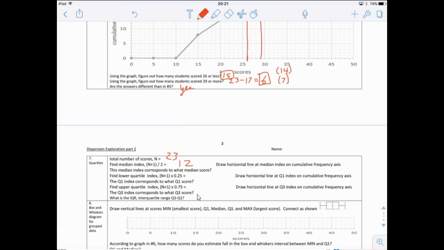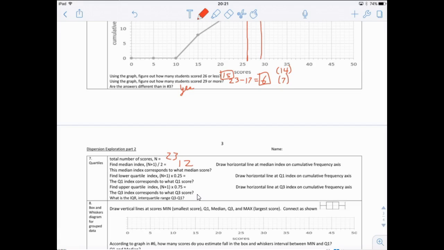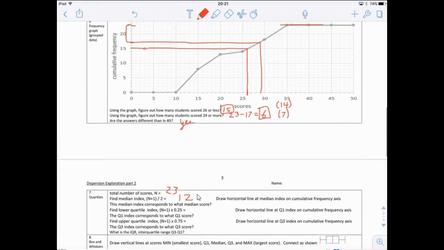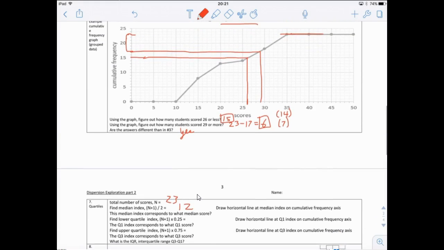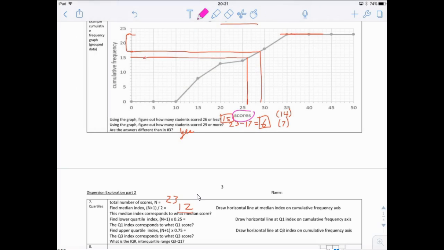Okay, now how are we going to find the median from this graph? We already know that the median was 20, but what does the graph tell us the median is? The middle index we're going to look for is 12. So we're going to do the opposite of what we've been doing. We've always been looking at the score first, and then using the score to find the index. Now we're going to do the opposite. We're going to find the middle score.